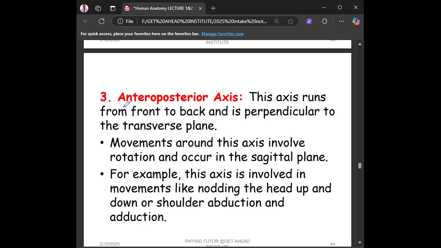Thirdly, we also have what we call the antero-posterior axis. This axis runs from front to back and is perpendicular to the transverse plane. Movements around this kind of axis involve rotation and they occur in the sagittal plane. For example, this axis is involved in movements like nodding the head up and down or shoulder abduction and adduction.